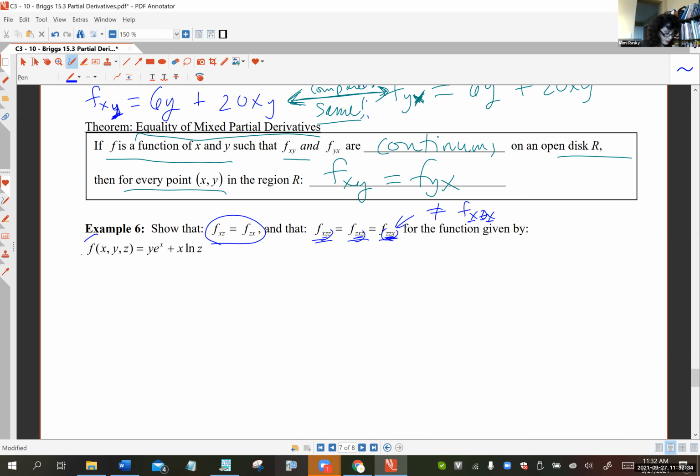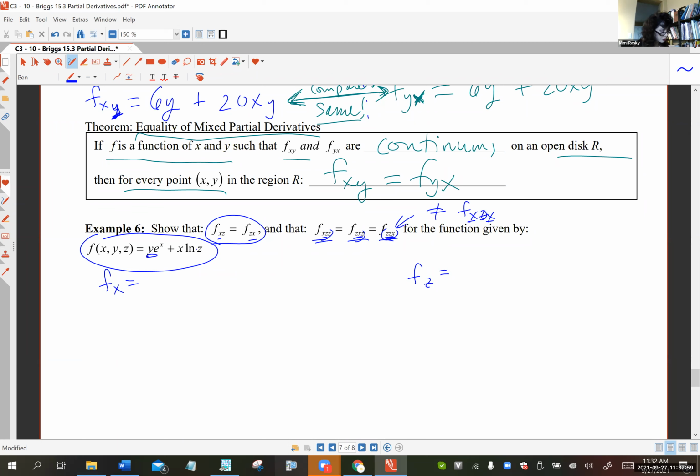Okay, so we have a function of 3 variables here. So how many first partials does it have? 3. But I'm only going to get 2 to start because I only need the 2 to start. I only need fx and fz here because they're asking me to show fxz is the same as fzx. So fx, that means take the derivative with respect to x.